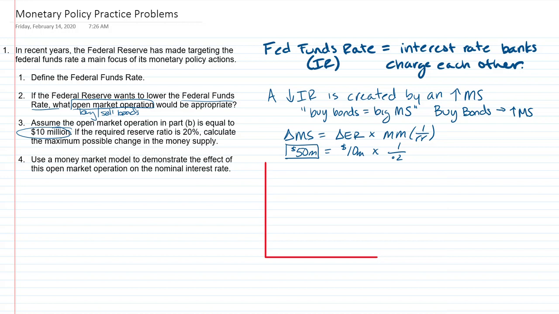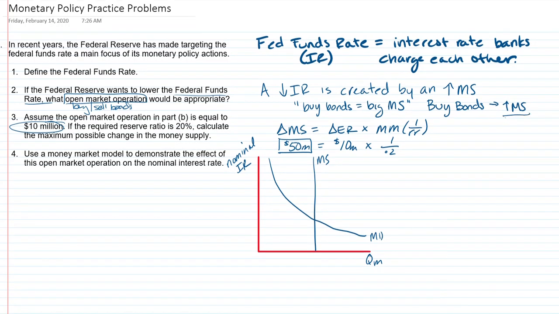And then lastly, let's put this on the money market to tie all the pieces together. So a money market is the quantity of money versus the nominal interest rate. We have a vertical money supply in this case because the money supply is controlled by the Fed, and a downward sloping money demand. And because we just increased the money supply, we can increase the money supply here, and we see that the interest rate goes from an original R1 over to R2.